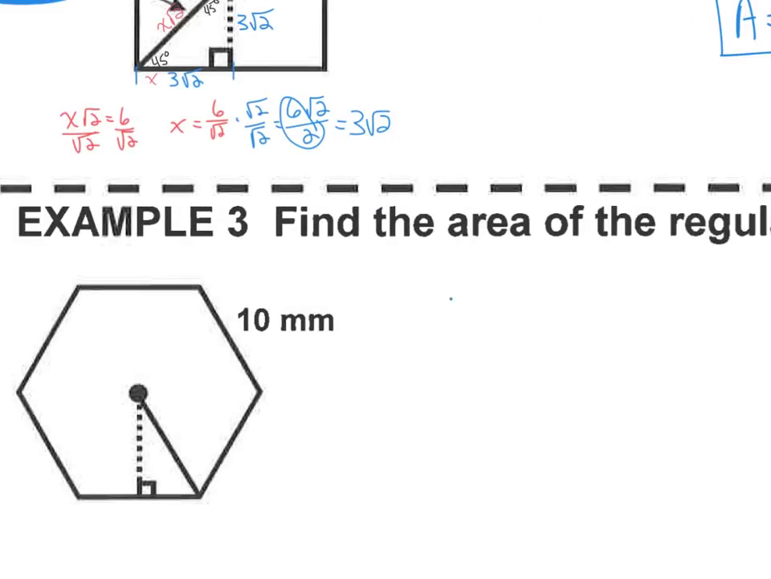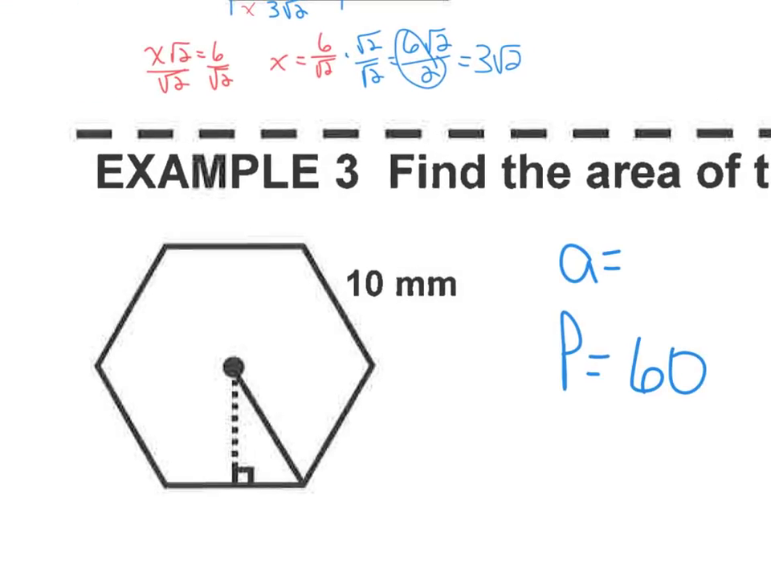Again, we need the apothem and the perimeter. And lucky for us, they gave us a side length of 10. That means the perimeter to be 6 times 10, so we'd get 60. But I still need the apothem.